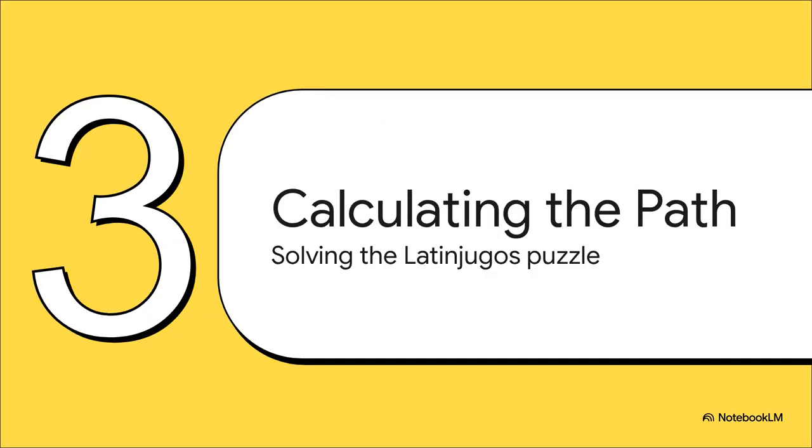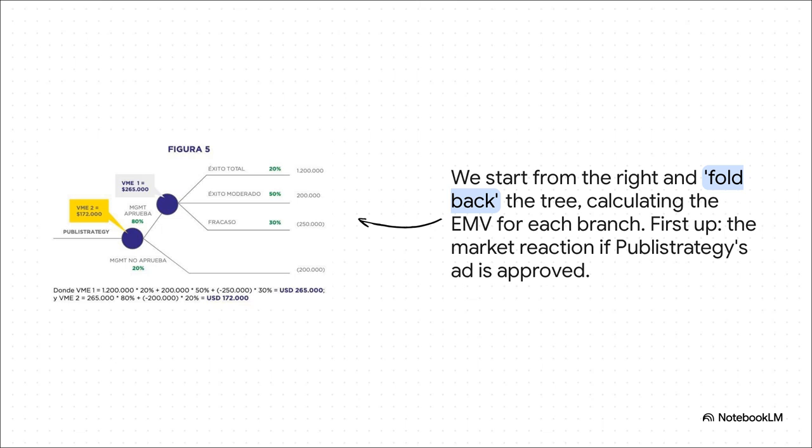Okay, we have the map and we have the calculator. Let's get back to Marcos and use EMV to find the single best recommendation for Latin Jugos. So here's the trick. You start at the end, the far right of the tree, and you work your way backward. It's kind of like you're folding the tree back on itself.